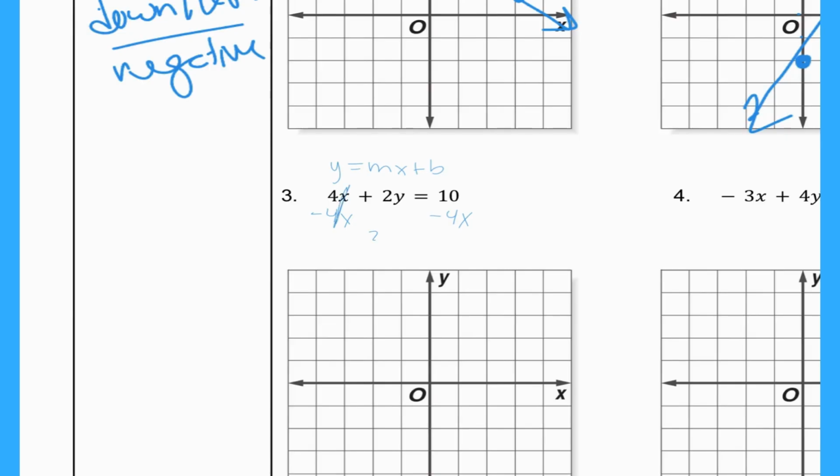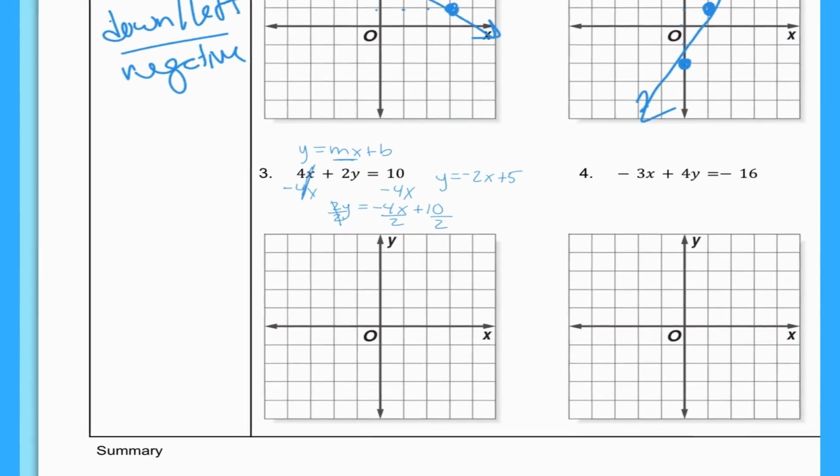So now I have a 2y is equal to, I'm going to put that x term first. So that's a negative 4x. Then I also have a positive 10. And then the y is almost by itself, but it's still being multiplied by 2. So the opposite is to divide by 2. But then I have to divide everything over here by 2. So then I end up with y equals negative 4 divided by 2 is just negative 2. And then 10 divided by 2 is 5. And now we can graph our line.